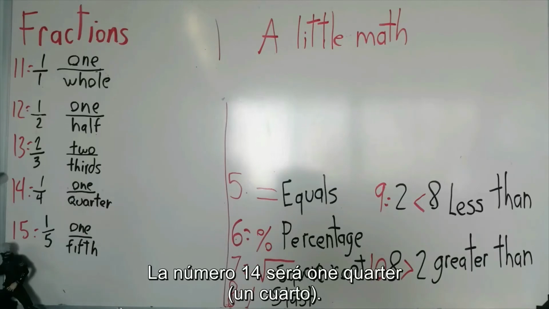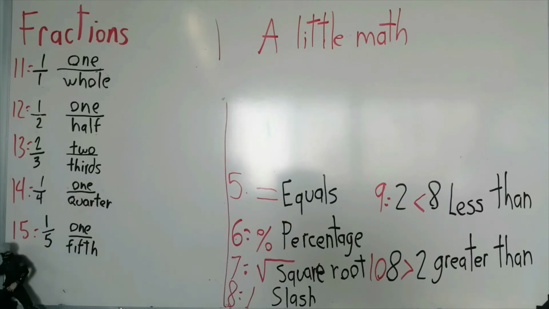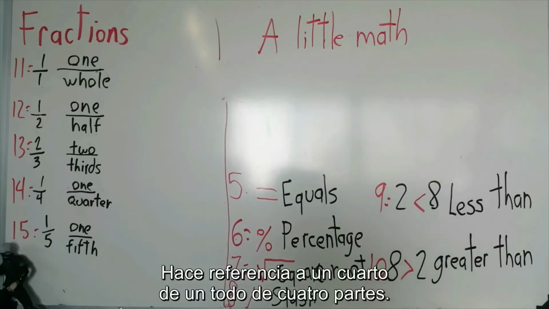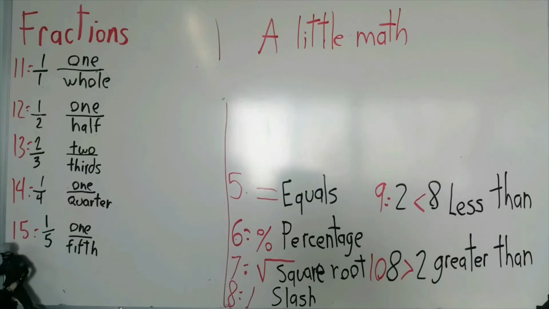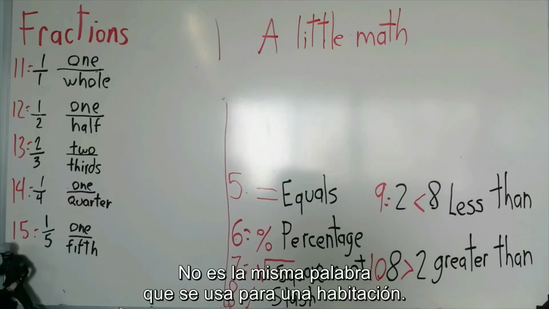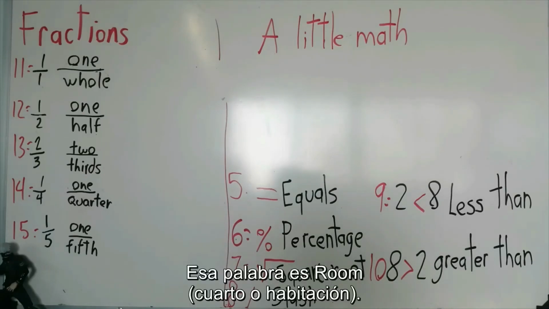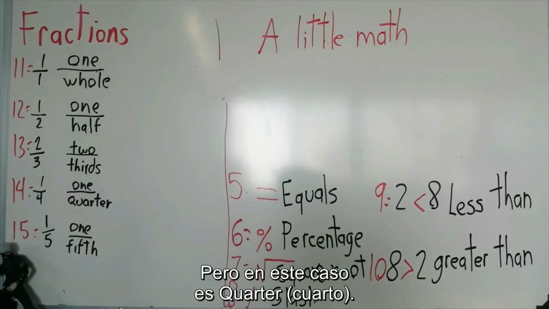Number 14 is going to be 1/4. Okay. Please pay attention with this word, quarter. Quarter means a quarter of something, one part of 4 things, right? Quarter, un cuarto. It's not the same word as como una habitación, un cuarto donde uno estudia, duerme. That word is room, but in this case is quarter.